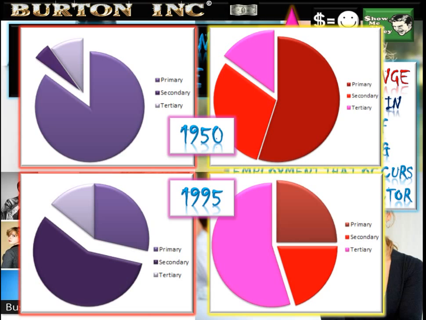In New Zealand you can see this is typical of developed economies. Primary has taken a backseat. Secondary had grown, but is now smaller than the tertiary sector. So the services sector in a developed economy like New Zealand has just grown hugely over that time span and now accounts for the vast majority of economic activity within a developed country.